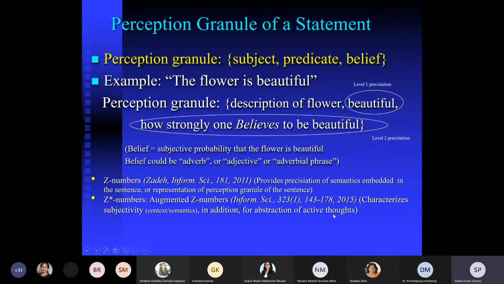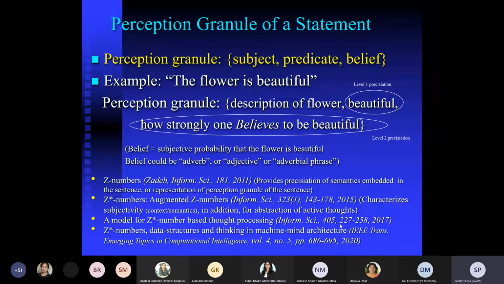For example, when you're painting or writing a poem, you are having constant thoughts. So we need to characterize the subjectivity, that is the context and semantics, in addition, for abstraction of active thoughts. Here comes the Z number. Similarly, we have novel Z number based thought processing in information science. We have Z numbers as a data structure, thinking in managing proactive transactions in the computer. So many papers have come out based on this. Very, very interesting topics for machine mind development.